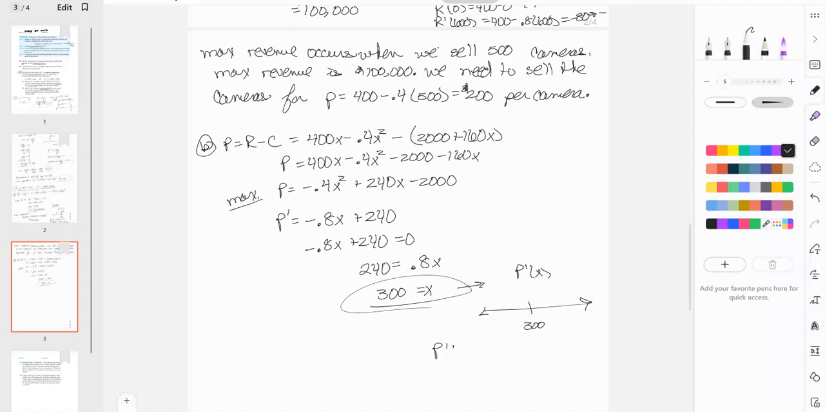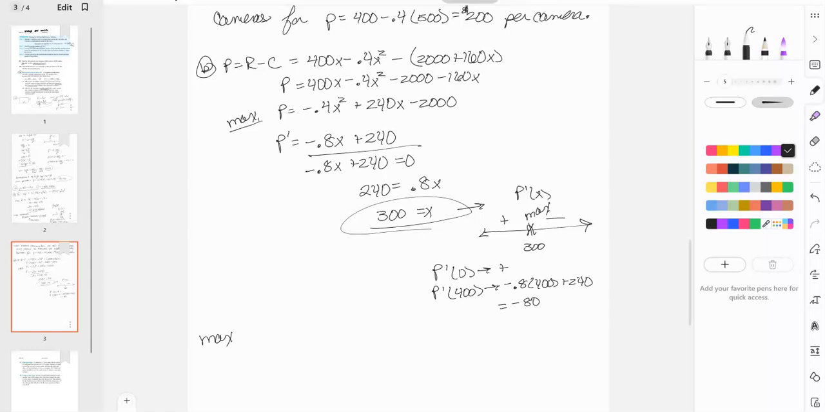So if I were to plug in 0 into that derivative, I would get a positive. So 0 plus 240 is a positive 240. And if I were to plug in something bigger than 300, like 400, I would end up with negative 0.8 times 400 plus 240. And remember, all we care about is the sign. I got negative 80, which would be a negative. So I'm increasing, then decreasing. This is definitely a maximum here.